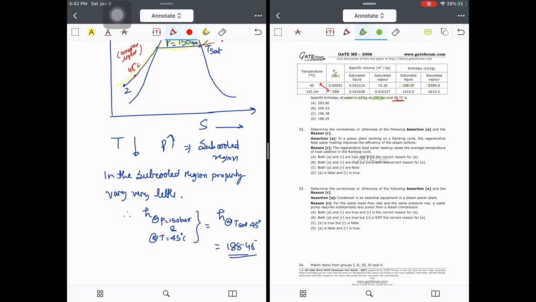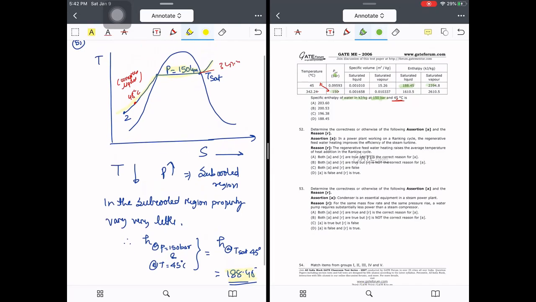If I see here, the enthalpy of saturated liquid... I'm sorry, it is 188.45, because at 45 degrees you will find saturated liquid is 188.45. So the answer will be 188.45. I hope you understand the concept.